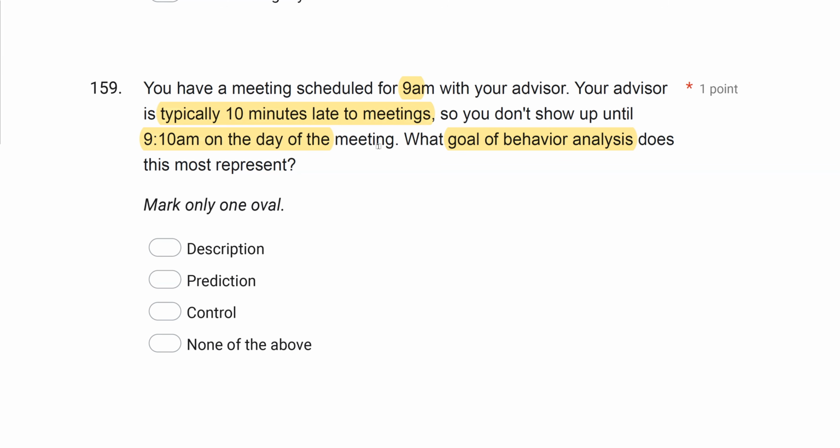All we've done is drawn a correlation. Typically, there's a meeting time. There's a correlation between your advisor being 10 minutes late. And so you predict they're going to continue to be 10 minutes late. And so you show up at 9:10 a.m. So understand, again, description, we're simply just describing what's happening. Prediction, which is our answer, we're actually drawing correlations and making predictions about behavior. Control, we're experimenting, we're manipulating, and we're trying to establish a functional relationship or functional control or experimental control over a behavior. We're not going that far here. What we've done is predict. So the goal of behavior analysis in science here is prediction.